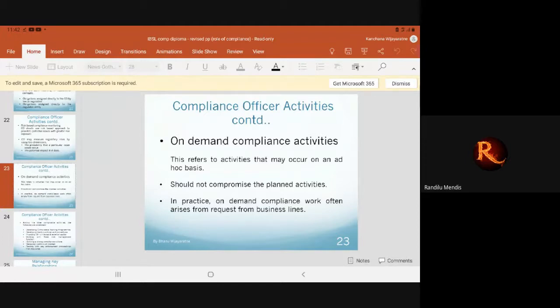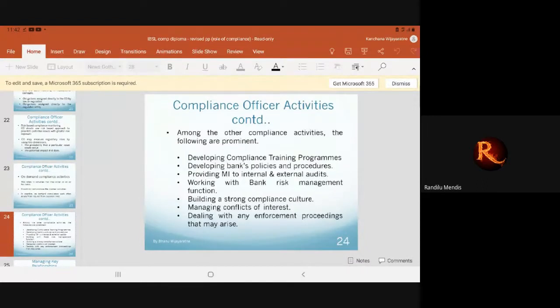So in practice, on-demand compliance work often arises from requests coming from business lines. That's why I took that example. A business line may want a new product to be introduced. So then compliance will have to chip in there. Ideally, compliance needs to be in the product development process right from the beginning, for very many valid reasons.